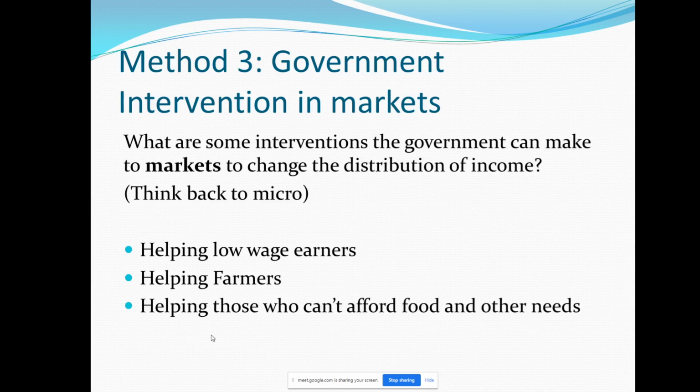How do we help those people who cannot afford food and other needs? We just have to set price ceilings for the food and other necessities. So price floor, price ceiling, minimum wage. They are all government interventions in the market. So those are the three methods.